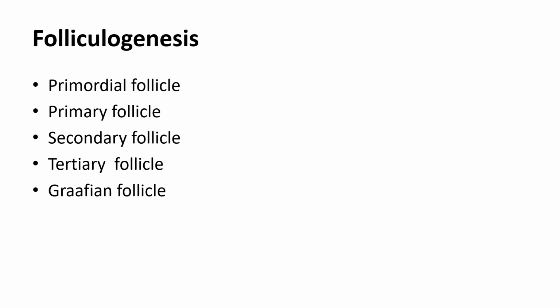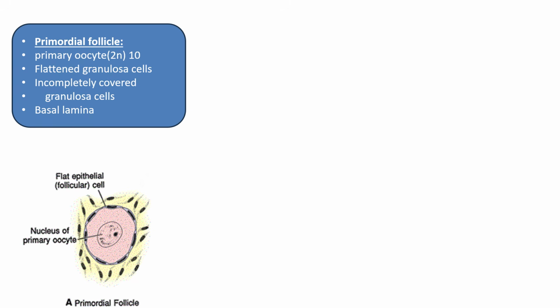So the phases of folliculogenesis, the first one is primordial, and the next one is primary, secondary, tertiary and Graafian follicle. From this Graafian follicle we'll get the ovum, which we call ovulation. So what are these phases? Primordial follicle is nothing but an oocyte surrounded by flat granulosa cells. It is a diploid primary oocyte around 10 microns in size, surrounded by flattened granulosa cells, and they are incompletely covered, and there is a basal lamina.